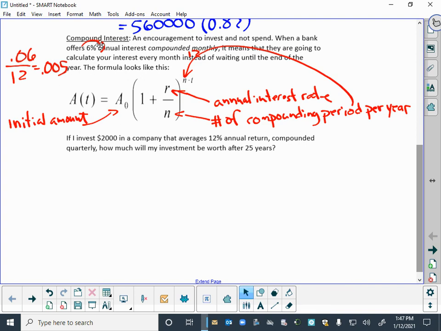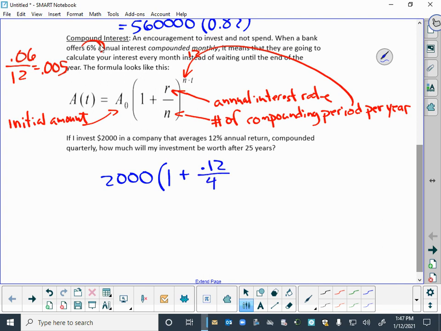Okay, so for example here, if I invest $2,000, that's my initial amount, in a company that averages 12% return. So I found some investment that gives me a 12% return. That's 0.12 as a decimal, compounded quarterly, which means 4 times a year. Then how much will that be worth after 25 years? Well, I'm going to do the 25 times the 4.